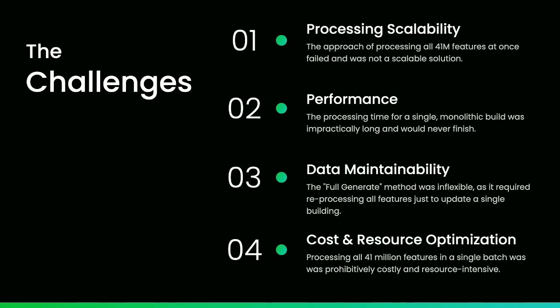And the third is data maintenance. If we need to edit one building and we need to regenerate all of the 41 million, that is crazy. The cost is so much, and we would need a supercomputer to process it.